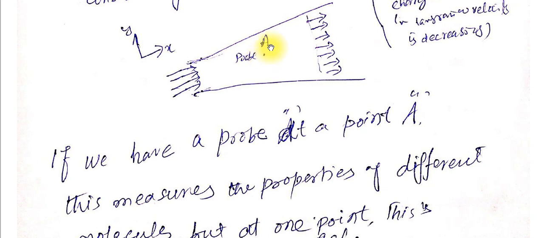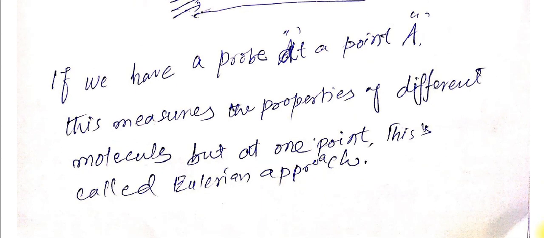Okay, and once it passes to this point, we don't care about the properties. So we are just focusing on this point. The fluid particles come and pass to this point, come and pass to this point, and we are just focusing on this point. Such an approach while studying flow problems is called the Eulerian approach. We call this the Eulerian approach.